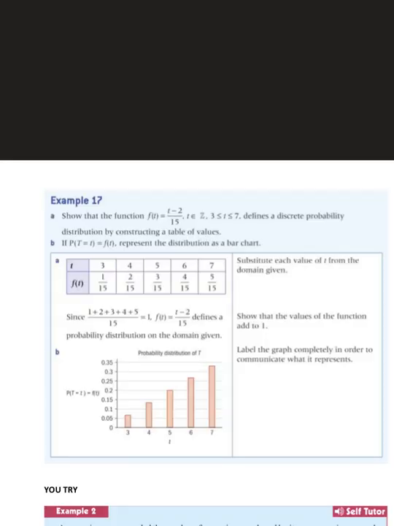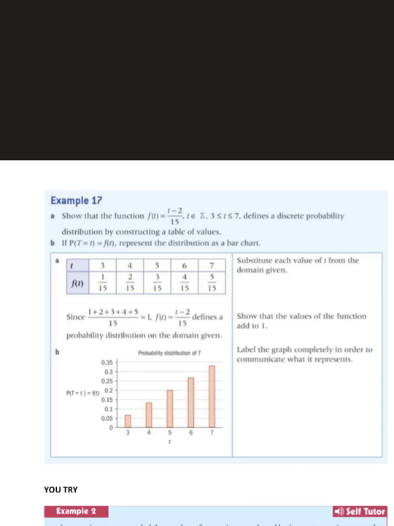All right, before we get down to brass tacks here, let's take a look at example 17. It gives us a function and says show that the function defines a discrete probability distribution by constructing a table of values. So this question's a bit odd because we don't usually think of probability questions as functions. But remember, a function just produces an output for a given input, and every input is matched to exactly one output. That's what a function is, and so we can actually define discrete probability with a function.